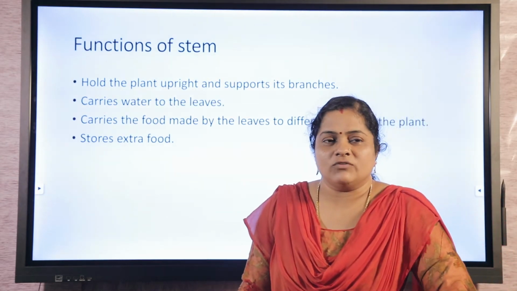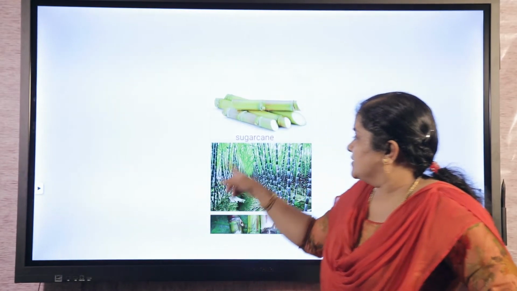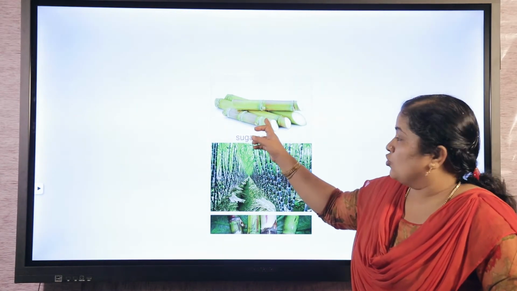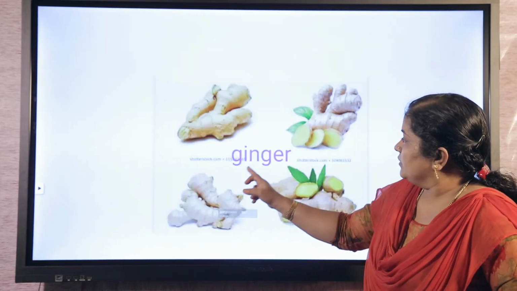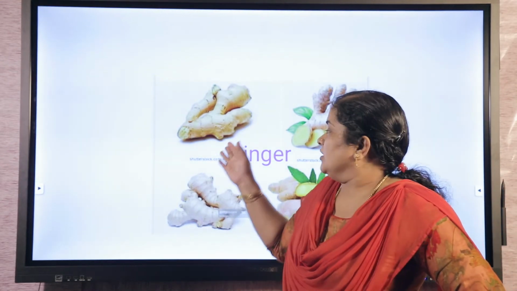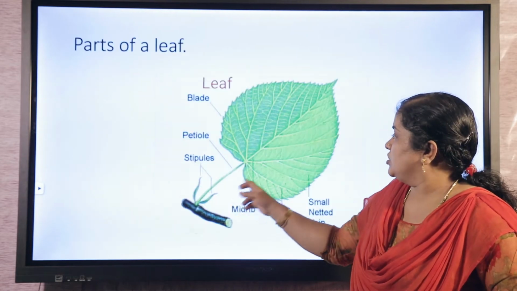Can you give an example for a stem which stores food? Okay, I will show the picture. Yes, this is a sugar cane. In this sugar cane, the stem is storing food. We can eat this stem, isn't it? Next one, ginger. This is ginger. This ginger is growing under the soil. We are eating this ginger.